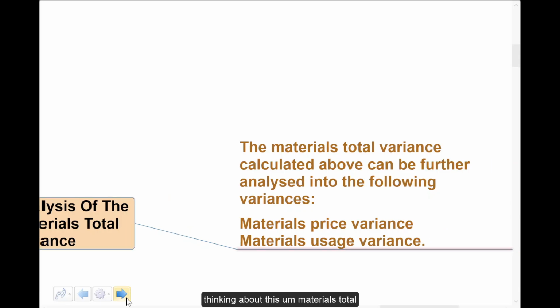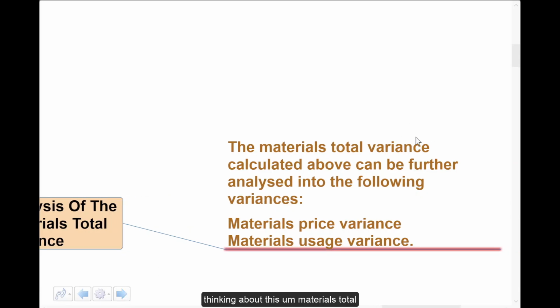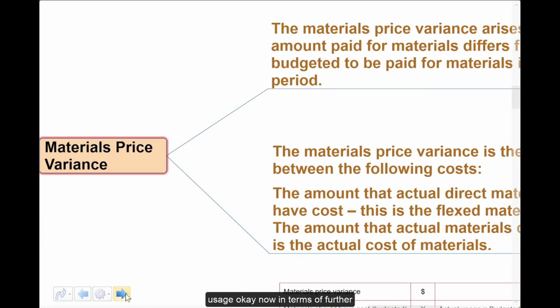Let's move further into the detail in terms of the analysis. We're thinking about this materials total variance, and we're going to analyze it into two separate things, a little bit like we did with sales: price, and then usage. Now let's talk specifically about the price variance. Remember what we said about learning variance analysis. For me, the starting point is memorizing the formula, then applying it to questions. We don't need 100% full understanding right from the off.